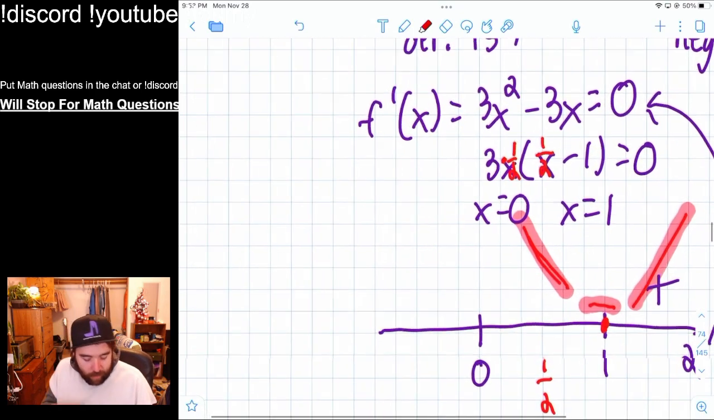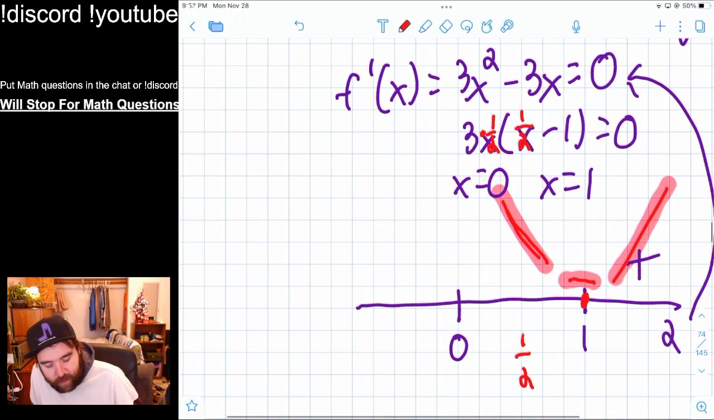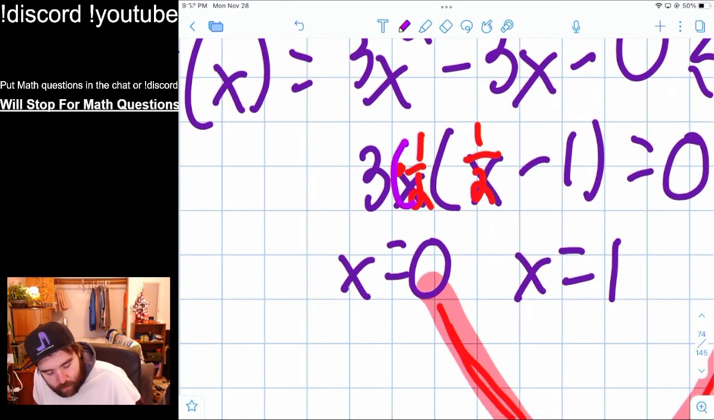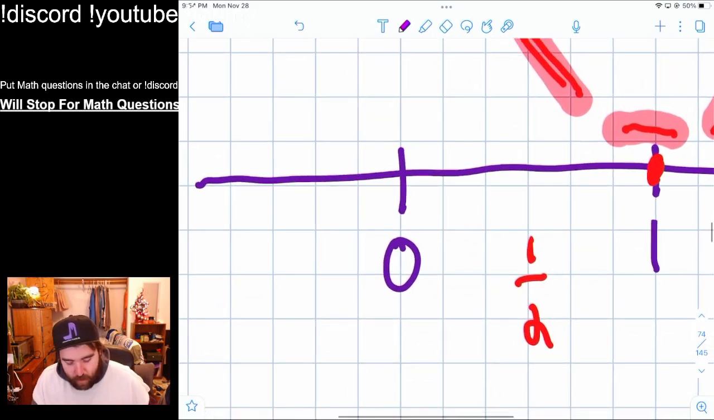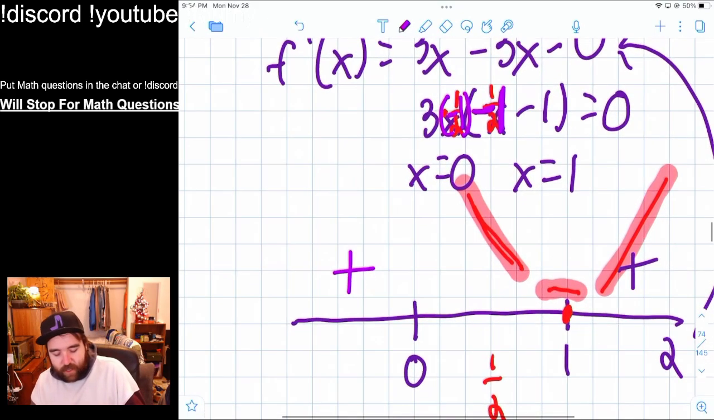Now what about to the left of 0? Let's plug in any negative number, like -1. And what happens? Well, 3 times -1 is -3. -1 minus 1 is -2. So we have a negative times a negative. So that's positive again. So over here, the slope is positive. It is increasing.